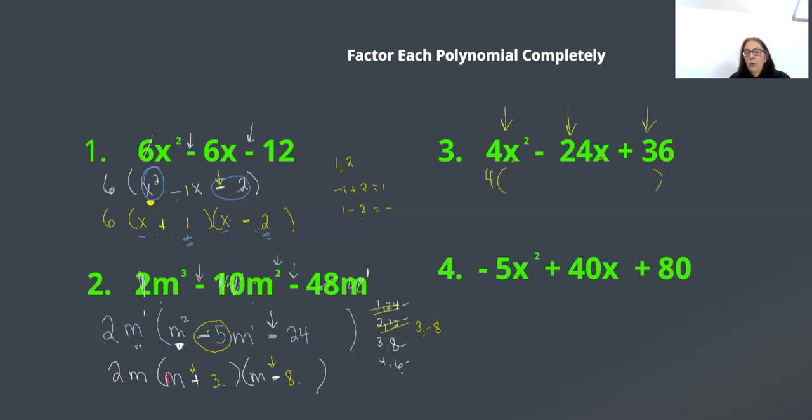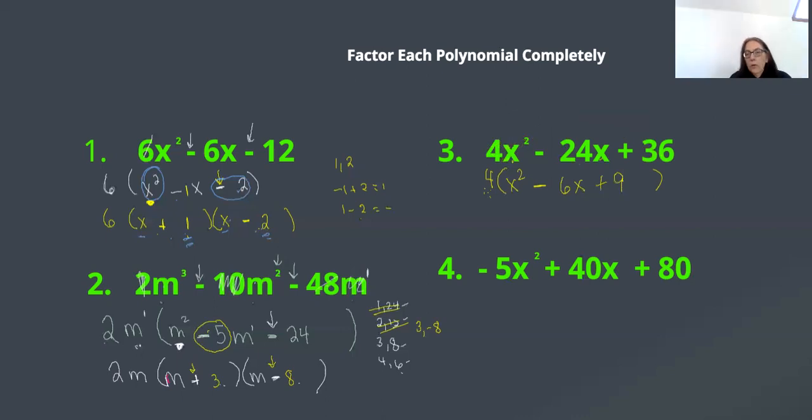So let's take a look at this 4x squared. I've got the 4 on the outside. 4 times x squared is 4x squared. A positive times a negative gives me this negative. 4 times 6 is 24. And I still have to bring that x down. A positive times a positive is a positive. And 4 times 9 is 36. So I'm going to erase all this off of here now.